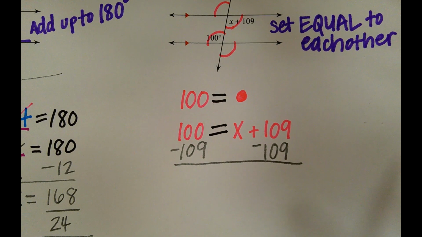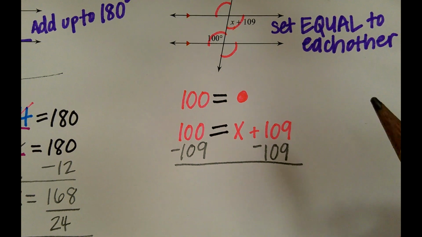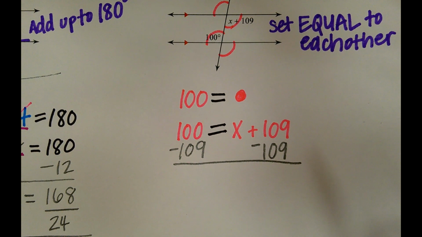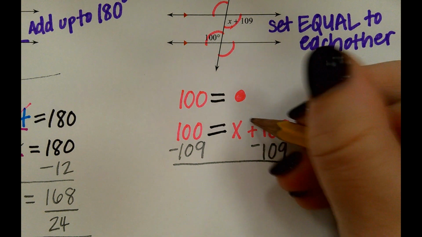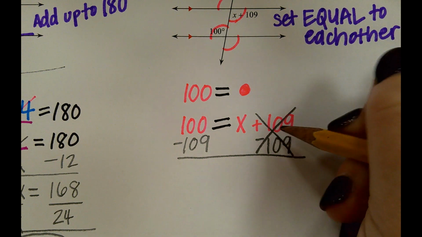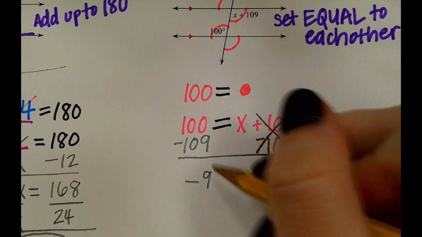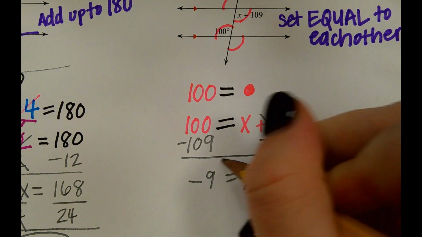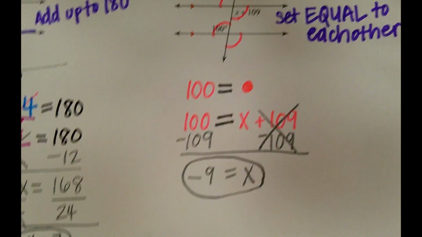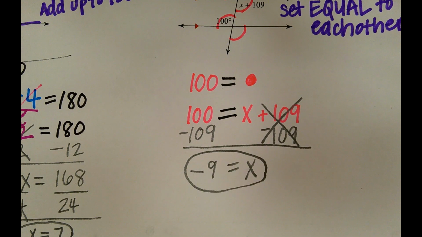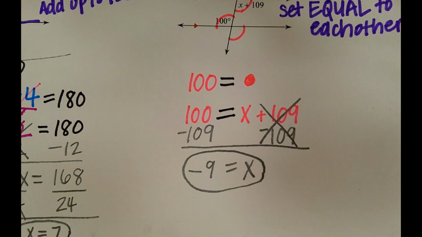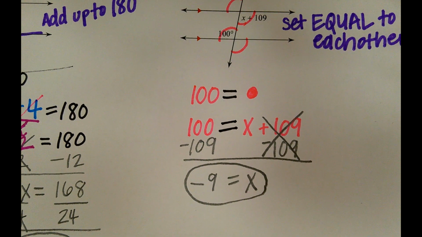And what do we do from here? Cancel out. And then you're left with negative 9 equals x. Perfect. Negative 9 equals x. Beautiful. There we go. That's number 2. X is negative 9. Very nice. Any questions on number 2?